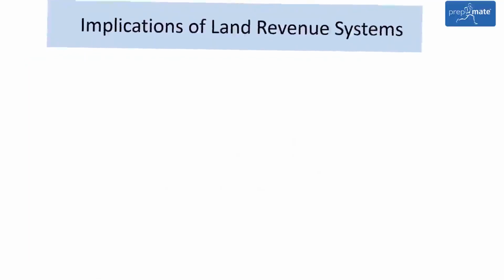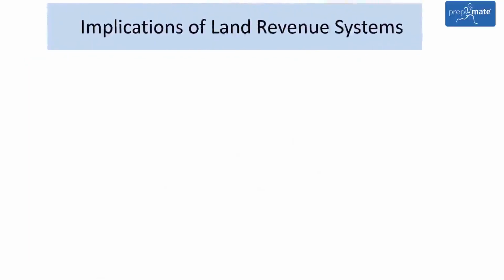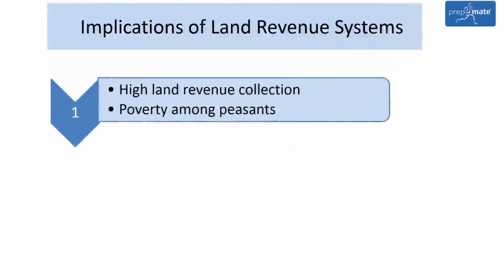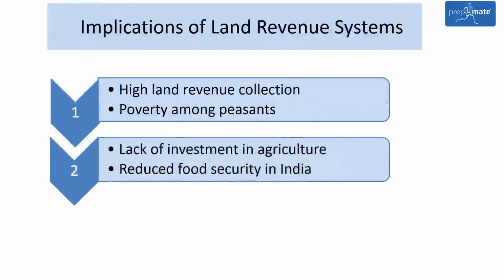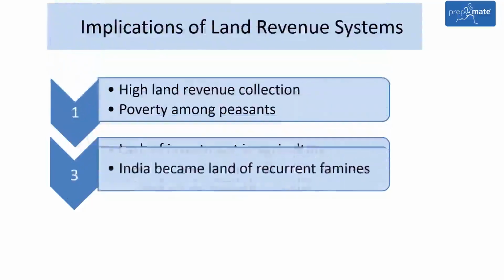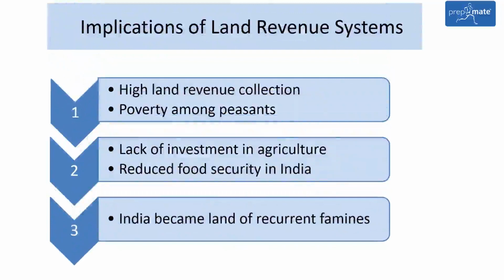Implications of land revenue systems introduced by the British. The land revenue systems introduced by British led to high land revenue collection, which further led to poverty among peasants, which further led to lack of investment in agriculture. Decline in investment in agriculture reduced the availability of food in India, which further reduced the food security in India, and consequently India became land of recurrent famines.